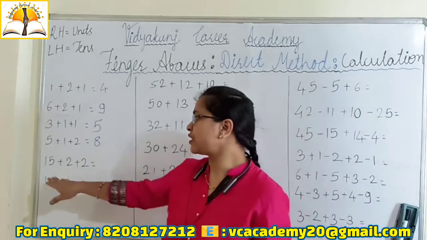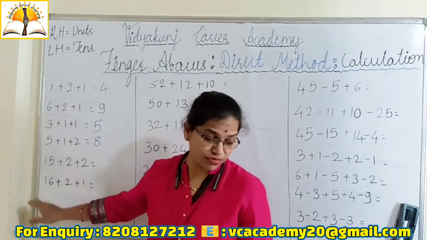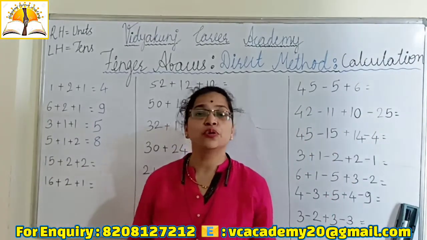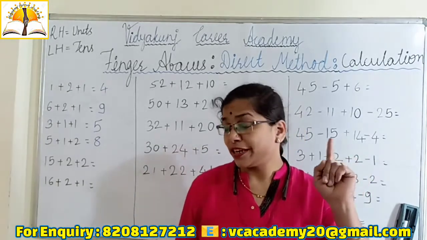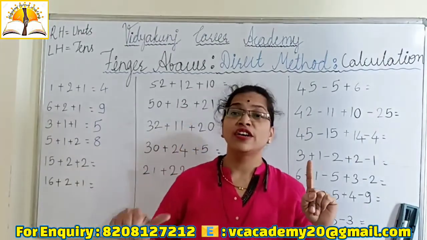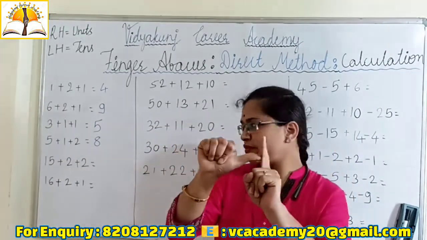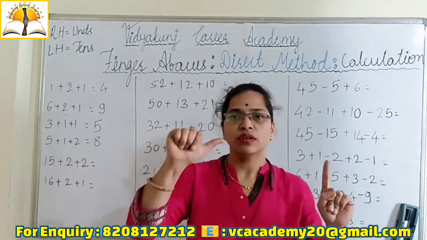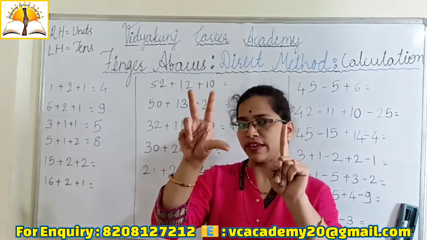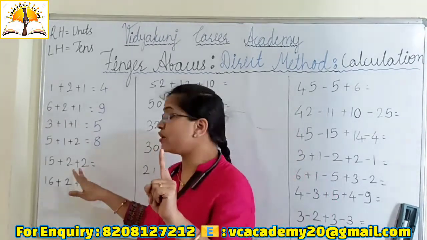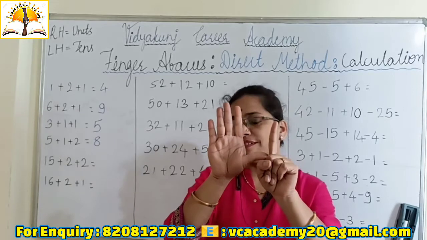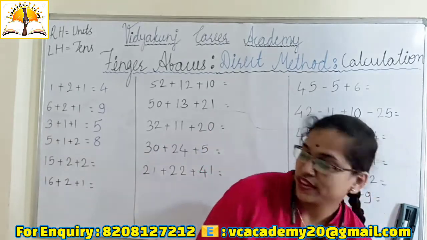Now, next I have taken a 2-digit number. How do you represent a 2-digit number? This is 15. Then how do you represent 15? The left hand represents tens, so 10. Then the right hand represents units number 5. 15. The next number given is 2: 1, 2. It means, see here, thumb 5, 6, 7. It means 17. Next number 2: 1, 2. What is your answer now? 19. Yes or no? 19.